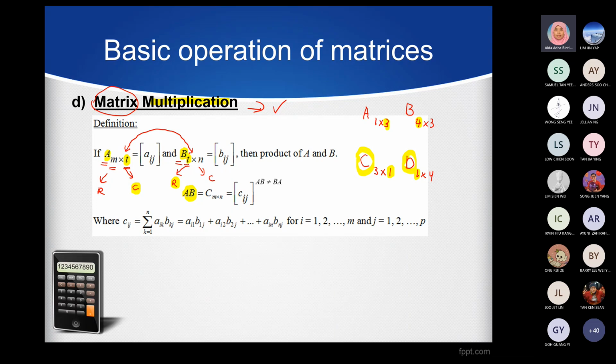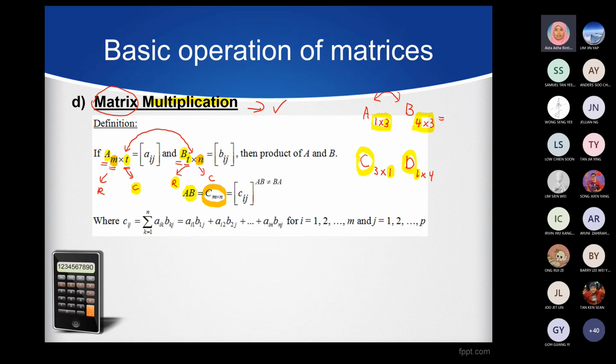Based on these dimensions, you can also determine the dimension of the resulting matrix after you do the multiplication. For this theory, if we multiply A and B, where A is M times something and B is something times N, the final answer must be a matrix of dimension M times N.